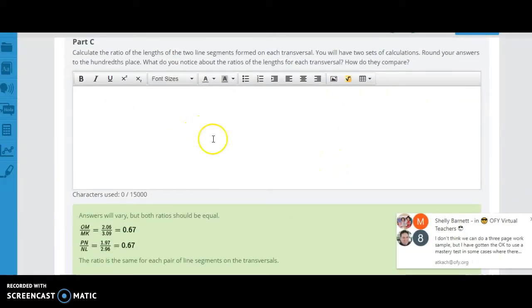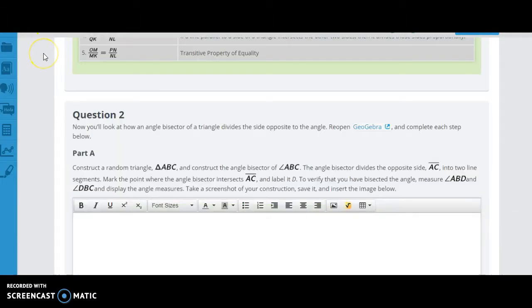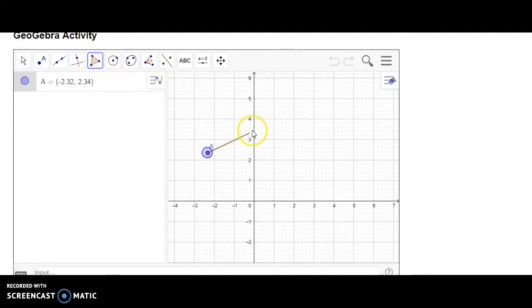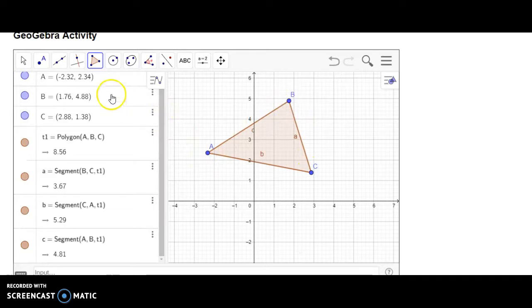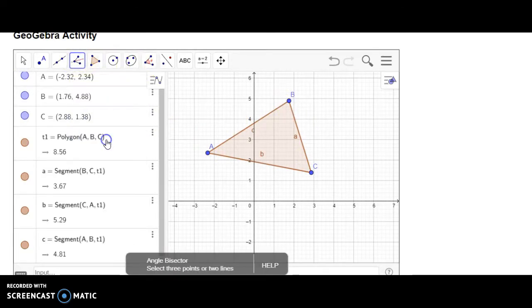Okay, so now the rest is some calculations, so hopefully that will be pretty easy. Okay, so now at this next part, doing the triangle, let's construct that. So ABC, we want to make an angle bisector, so we're going to go here. Polygon, let's just do A, B, C, and then come back over to A. Now to make an angle bisector, we are going to click here.